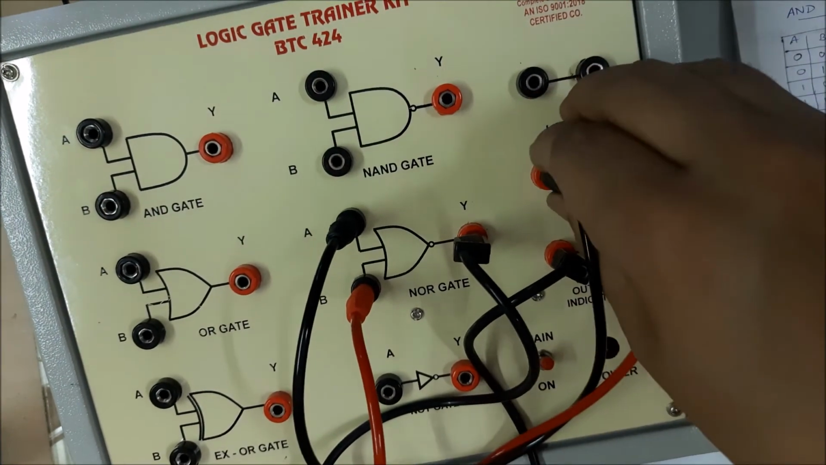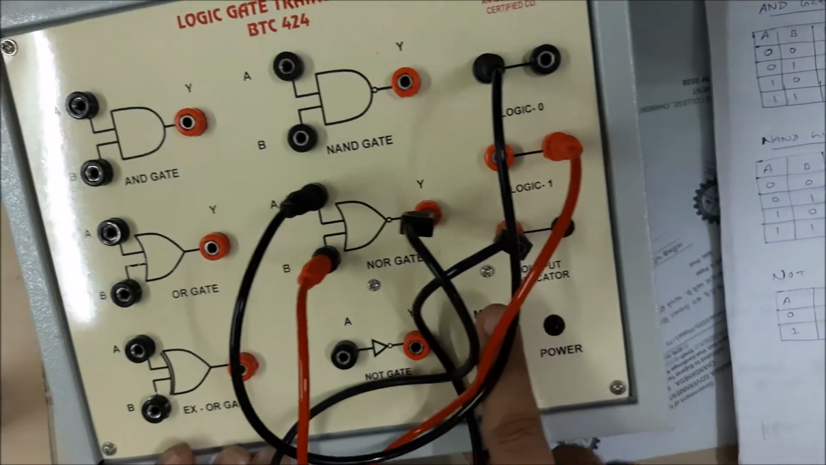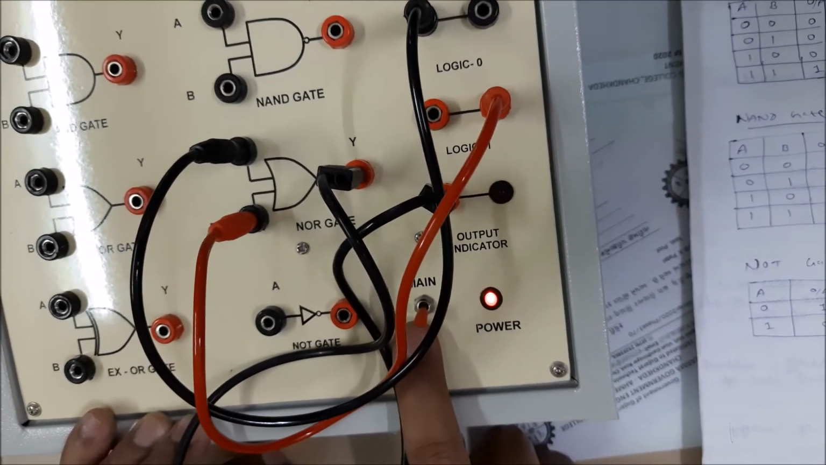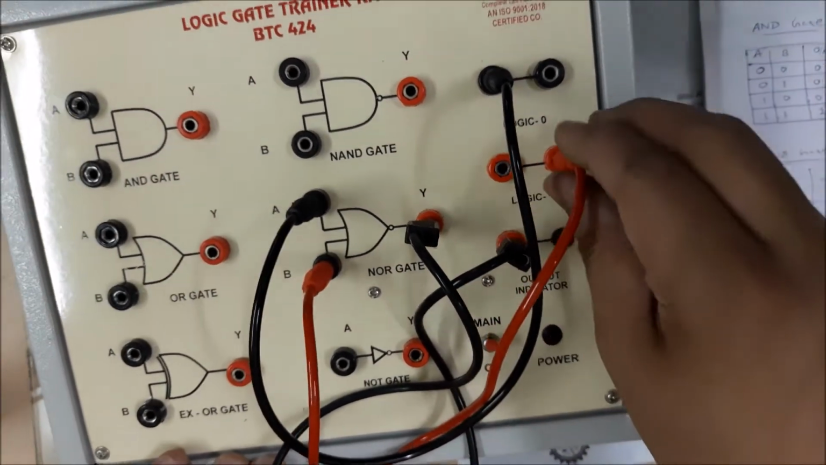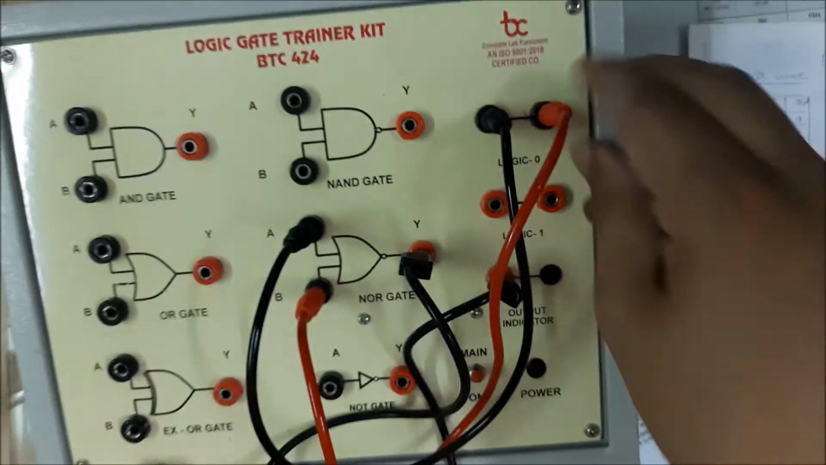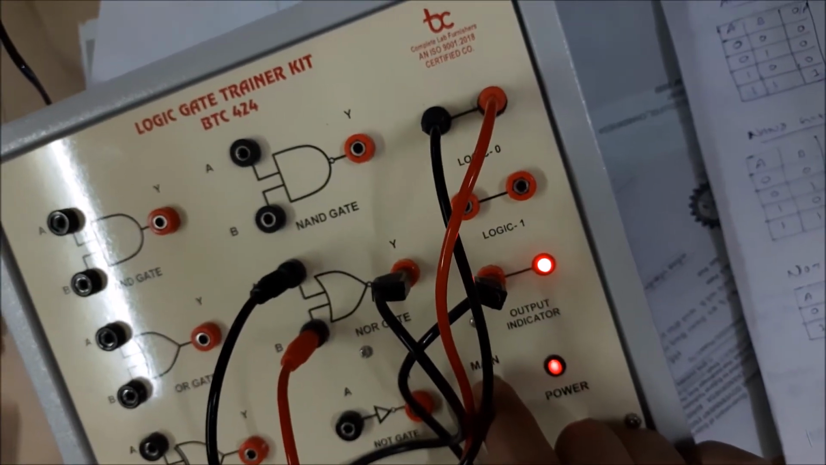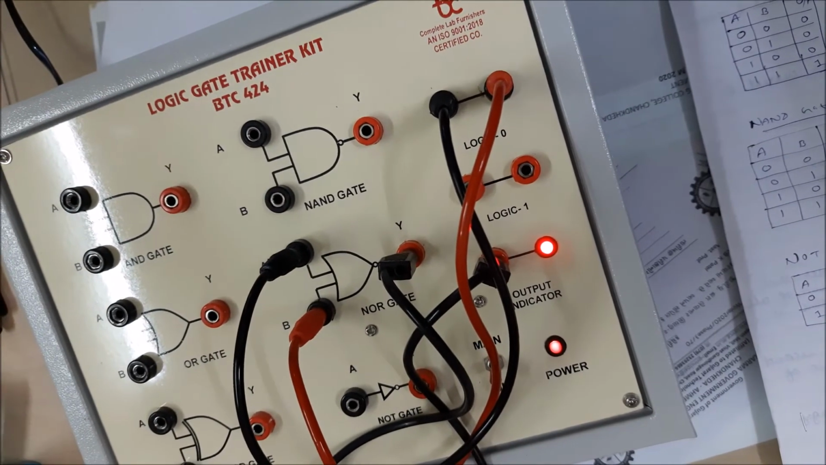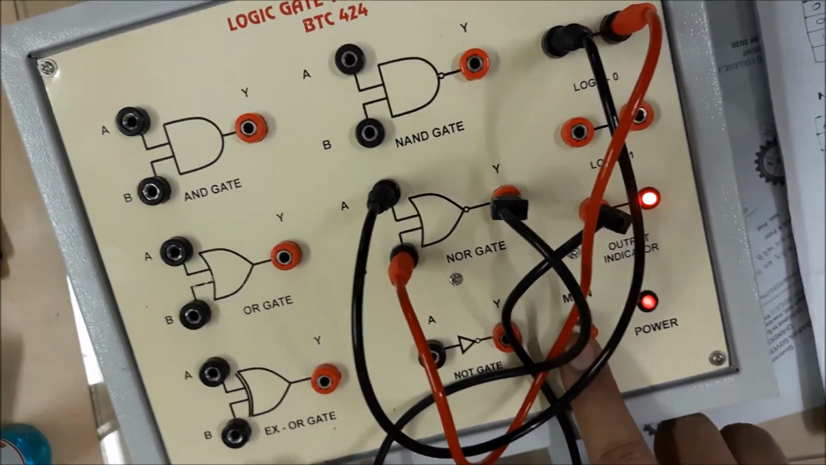Input B set to 1, input A set to 0. Again one of the inputs is 1, output is supposed to be 0. That is verified. Now my output will be 1 only when both the inputs given to A and B are 0. Then you can see that our output becomes 1. So this is how we have verified the truth table of NOR gate.